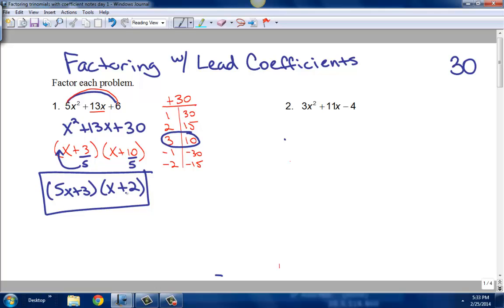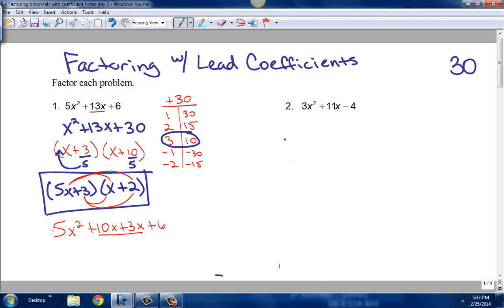Because if I actually multiplied these two binomials out, that would give me that original one. I'm going to show you to prove it real fast. We won't do it on all of them, but just this one. 5x times x is 5x squared. 5x times 2, that's a 10x. 3 times x is 3x. And lastly, 3 times 2 is 6. There's my 13x right there.